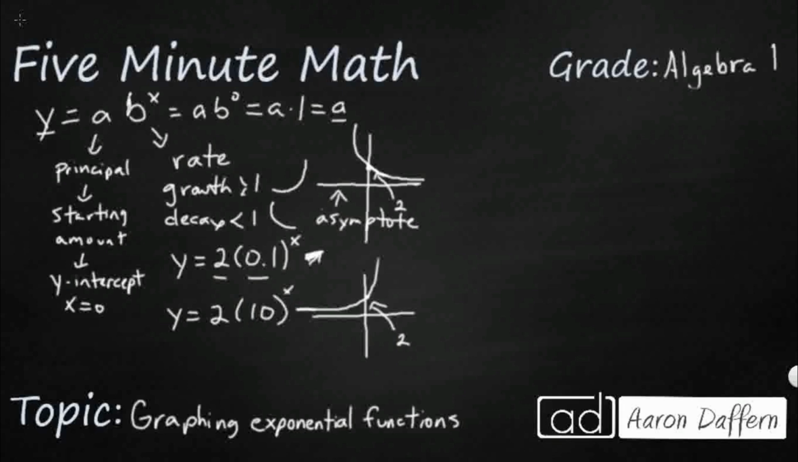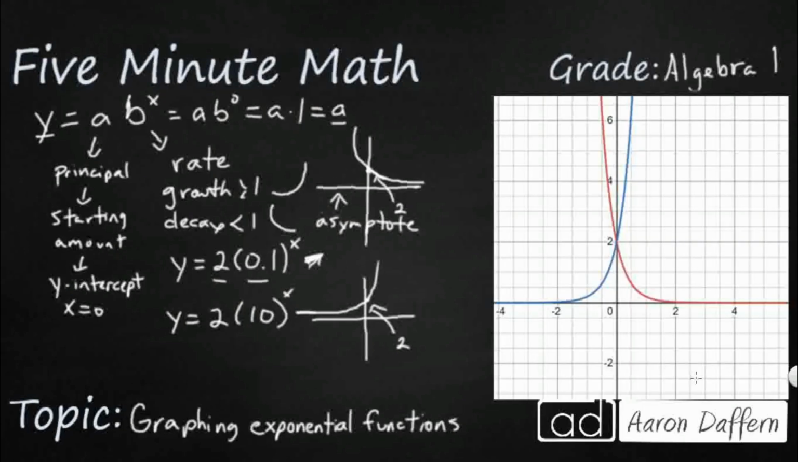So let's see if we're correct. So we see this blue one here is increasing. It's got a growth rate, so that's going to be this y equals 2 times 10 to the x power. You see this red one is decreasing. It has a decay rate, so that's going to be the y equals 2 times 1/10 to the x power. Both with a y-intercept of 2.